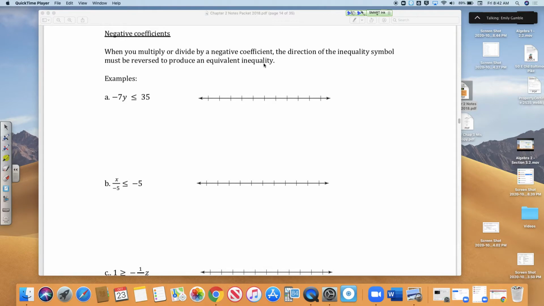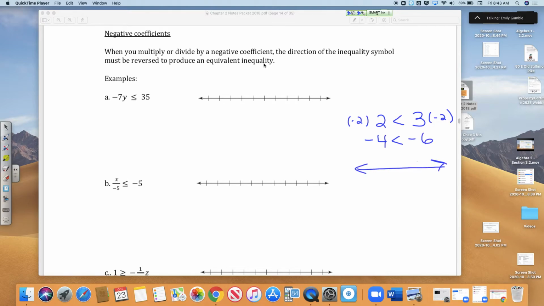And here's why. Here's a true inequality. 2 is less than 3. So this inequality is currently true since 2 is a smaller number than 3. If I was to take this, though, and multiply it by a negative number, let's multiply everything by negative 2. So I'll multiply this side by negative 2 and this side by negative 2. Negative 2 times 2 is negative 4, and 3 times negative 2 is negative 6.